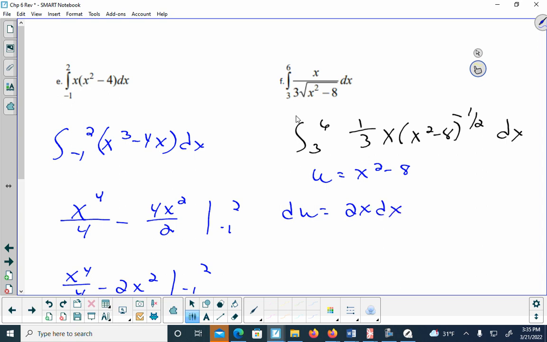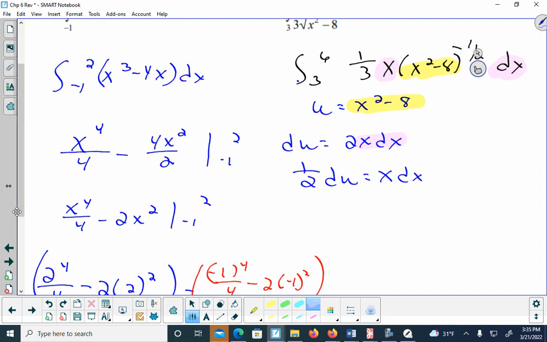When I go substituting in, looking for what I can substitute, writing everything in terms of u, this takes care of that. x dx, I can take care of that. I just have to get this 2 over to the other side. So 1/2 du is equal to x dx. Now I'm going to write this all in terms of u. So I'm going to have 1/3 u to the negative 1/2 power, and then 1/2 du.